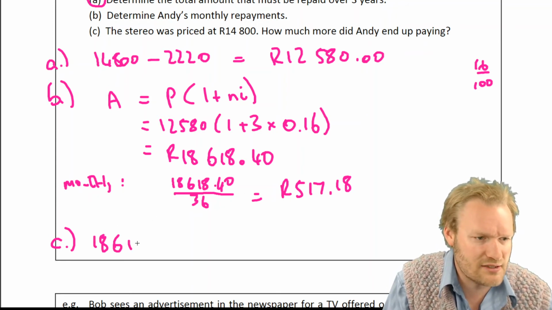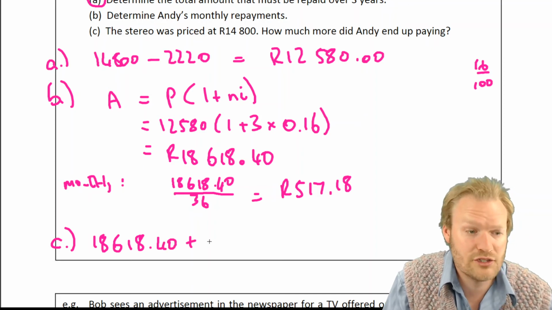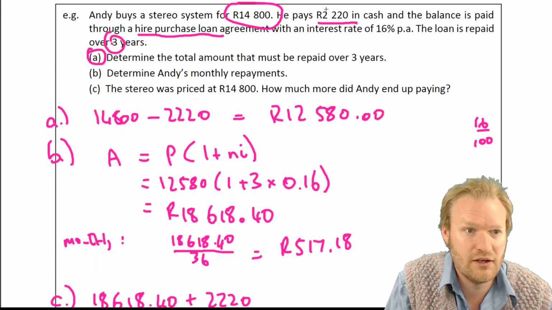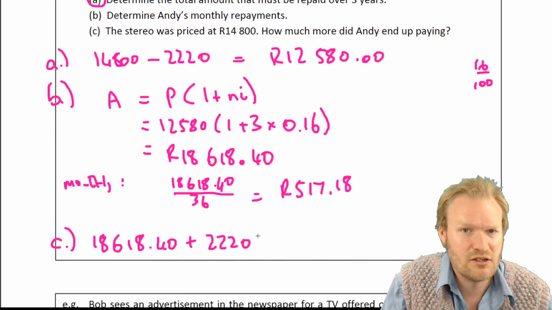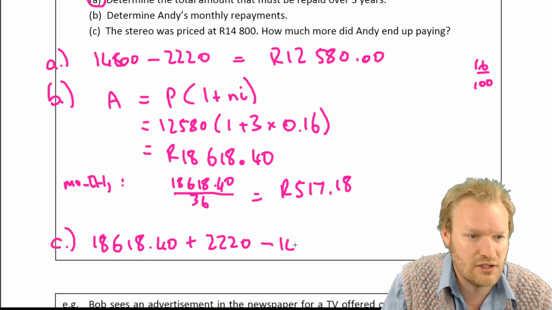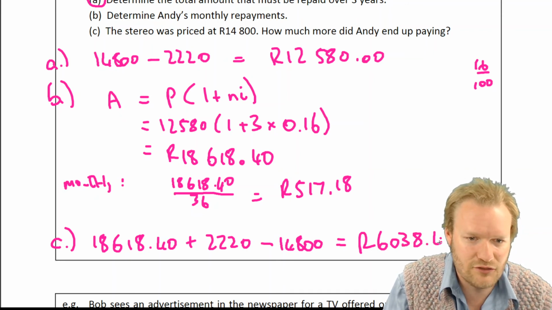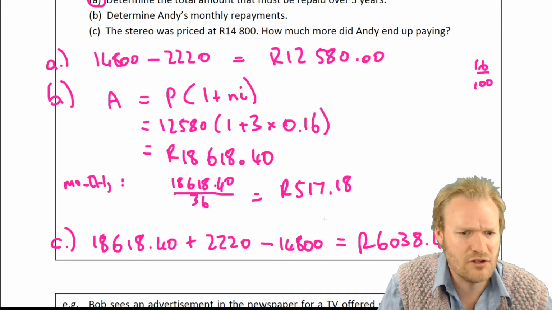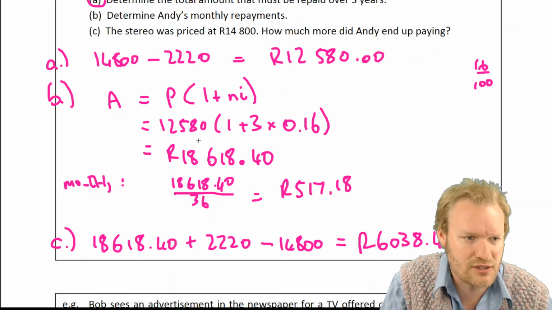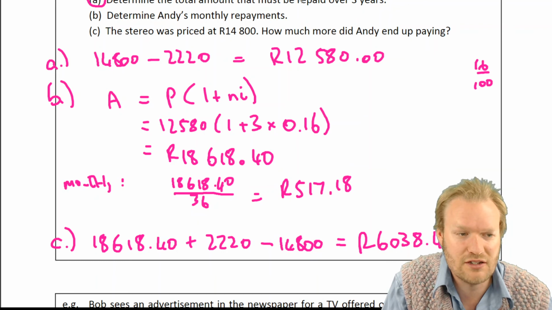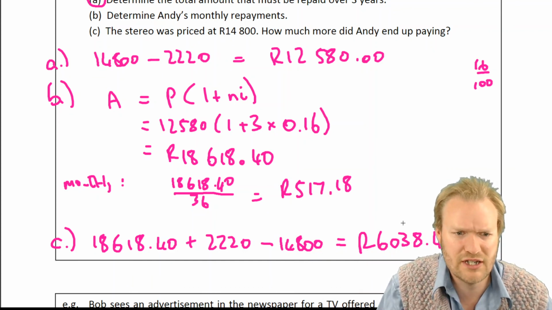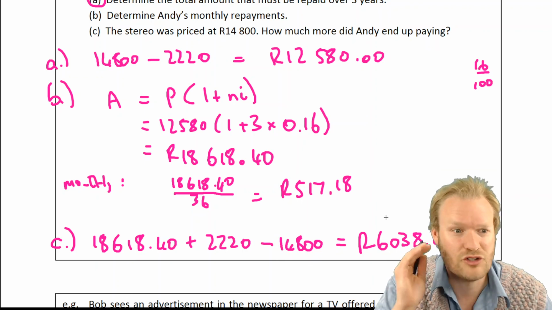He spent 18,618.40. Also spent the 2,220, remember, up front. So that's what was spent. So how much more? Let's subtract what the stereo was actually worth, and into our calculator we get 6,038.40. So he spent an extra 6,000 Rand because it was the 18,000 plus the 2,200 initially, and it should have only cost 14.8 if it was bought straight away. So an extra 6,000 Rand to get the stereo straight away.